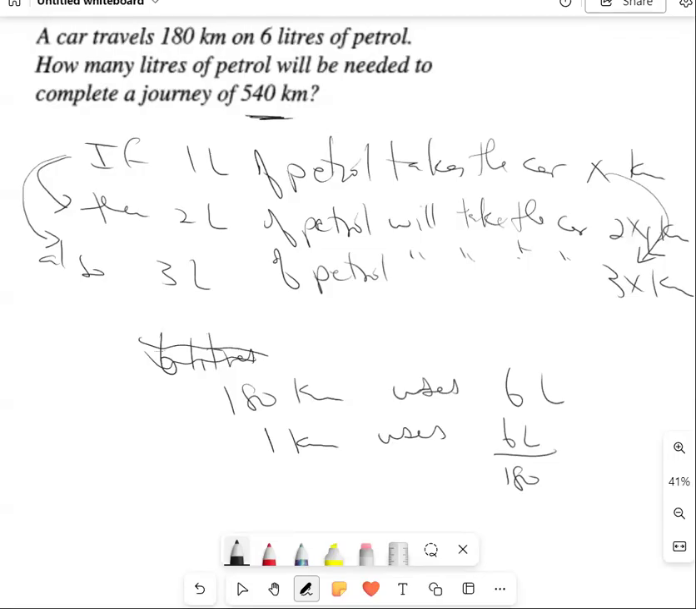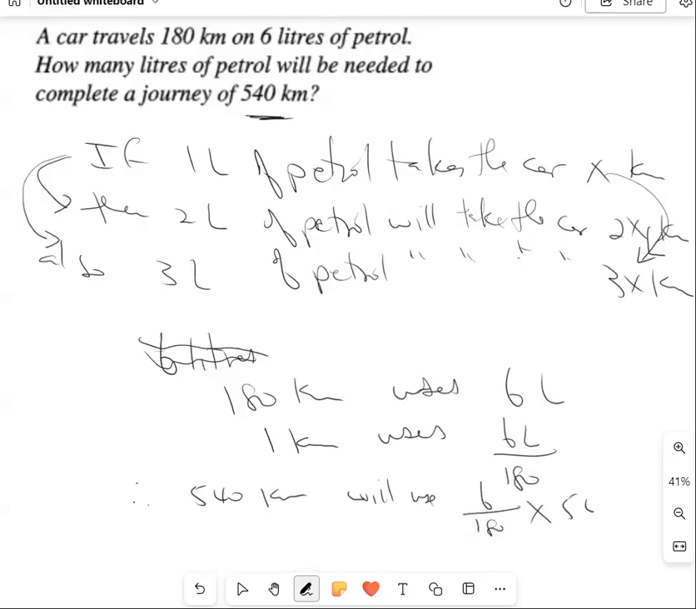Good. Therefore, 540 km will use 6 over 180 multiplied by 540, right? Which will give you what? You'll have to do that in a calculator. Somebody help me. Oh my, I don't have my calculator with me. Somebody do it for me.